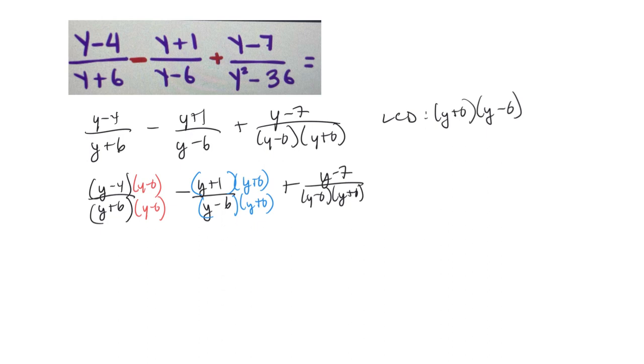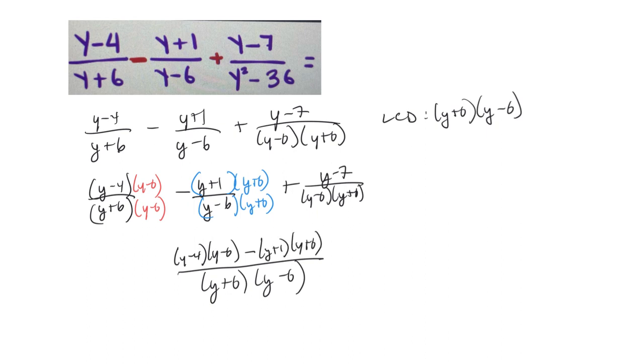So now, since you have a common denominator, write everything over one denominator. So I have y plus 6, y minus 6, that's common to all of them. And then I just have to deal with what's on top. So I have y minus 4 times y minus 6, minus y plus 1 times y plus 6, plus y minus 7.